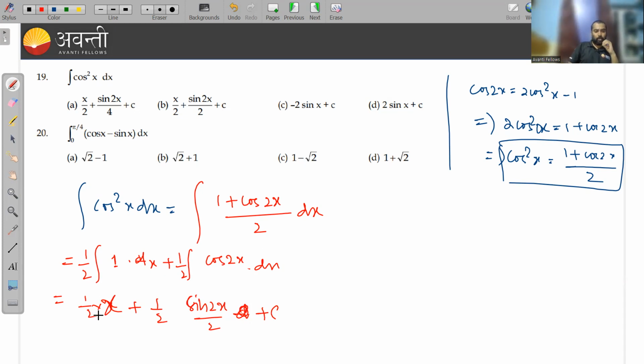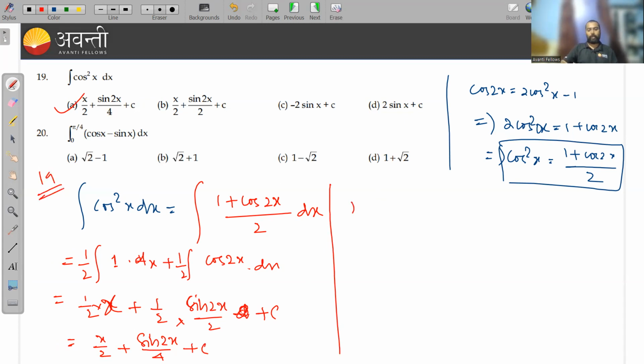See here, x by 2 plus sin of 2x by 4 plus c. So option A is correct. Come to question number 20.